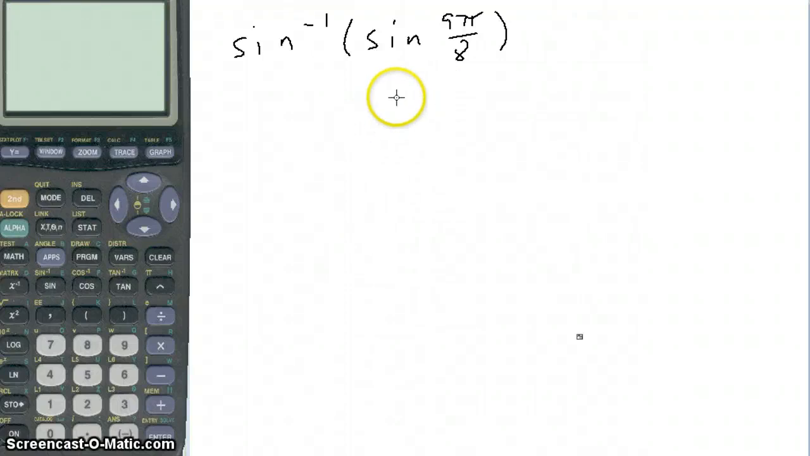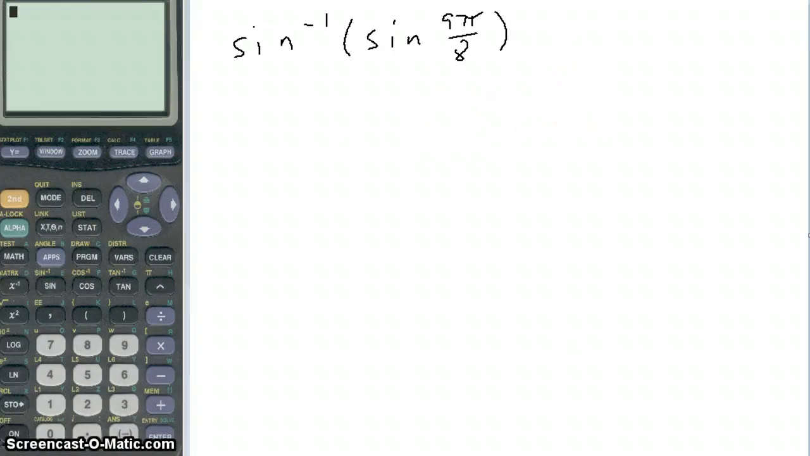Okay, ladies and gentlemen, we are going to write a TI-83 or TI-84 program to help us simplify angles like 9 pi over 8 and to determine and generate reference angles and working angles in the second and fourth quadrant. Okay? So in order to do that, we're going to need to come up with some variables.